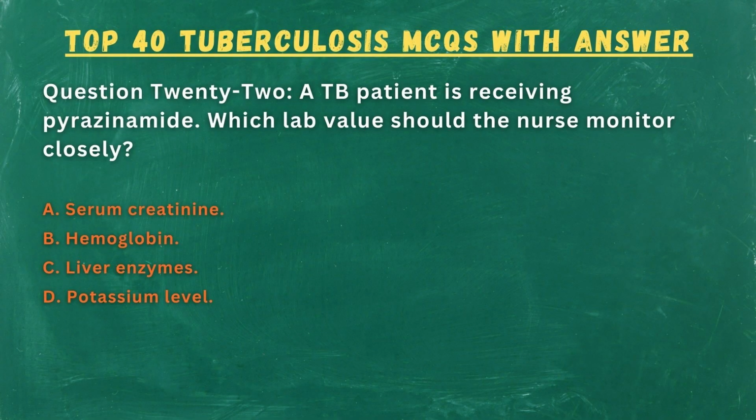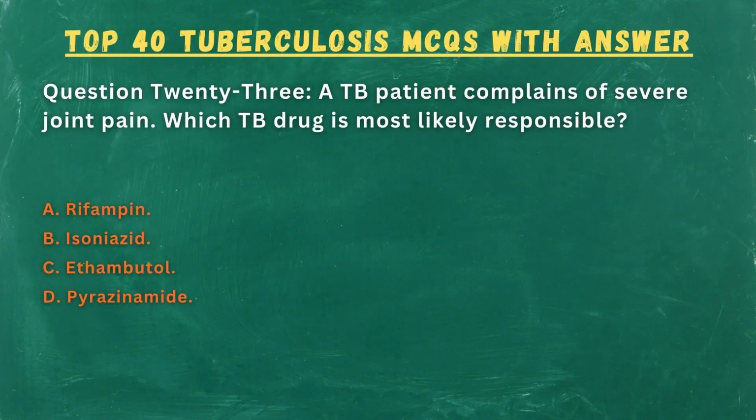Question 22. A TB patient is receiving pyrazinamide. Which lab value should the nurse monitor closely? A. Serum creatinine. B. Hemoglobin. C. Liver enzymes. D. Potassium level. Answer: C. Liver enzymes.